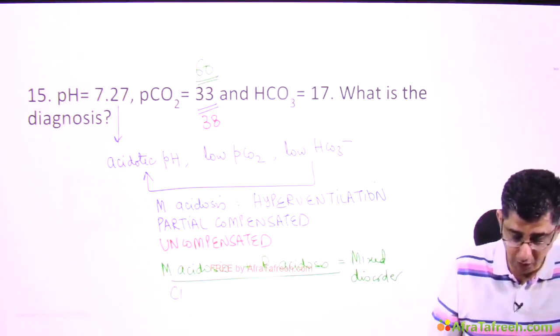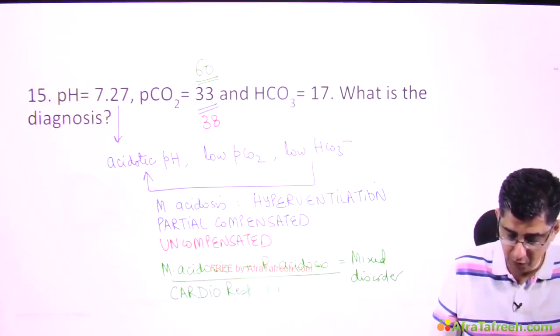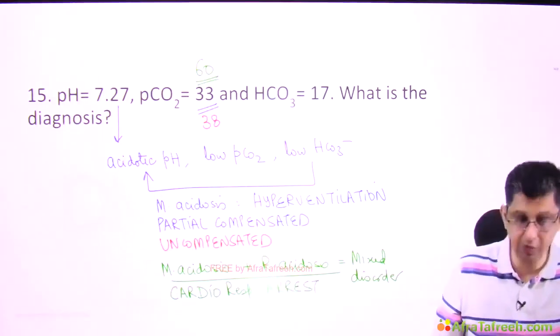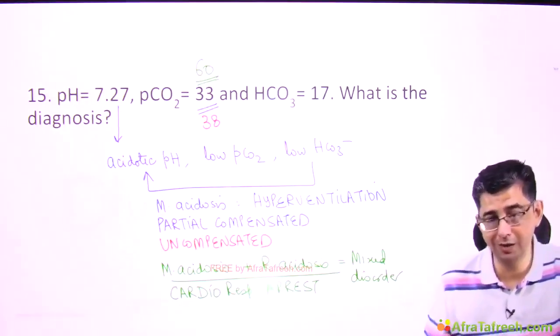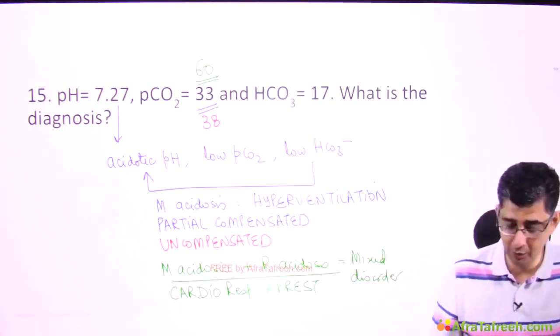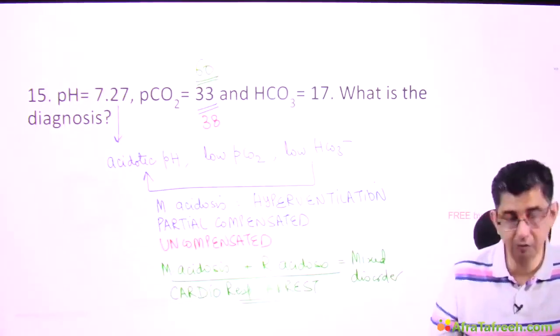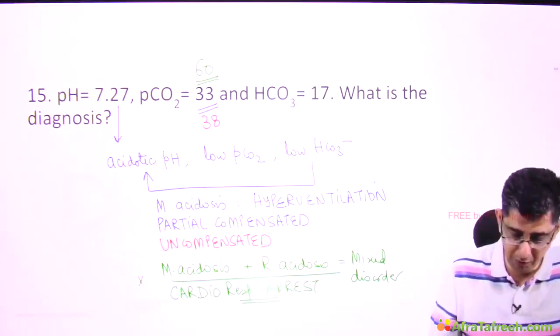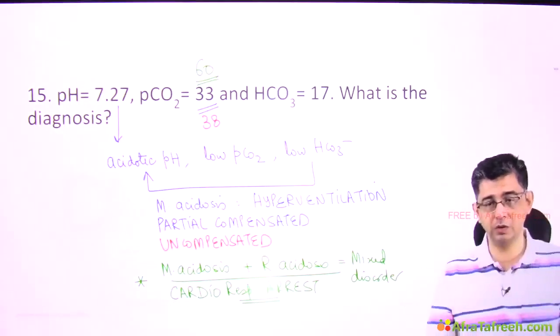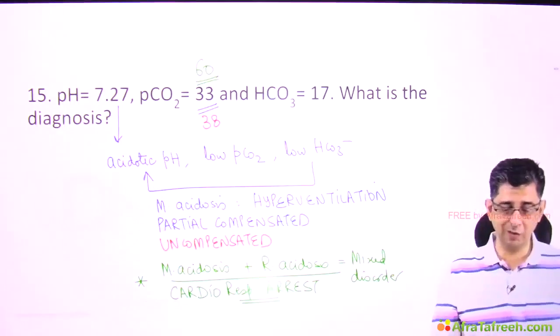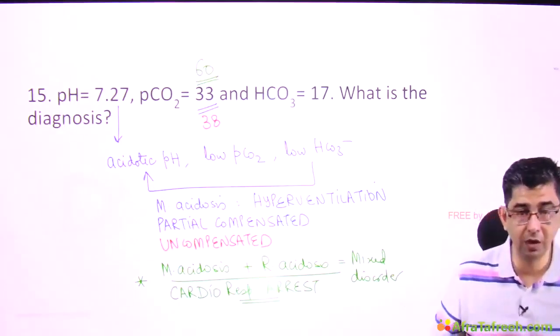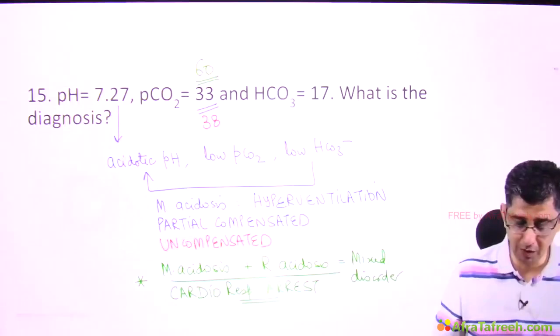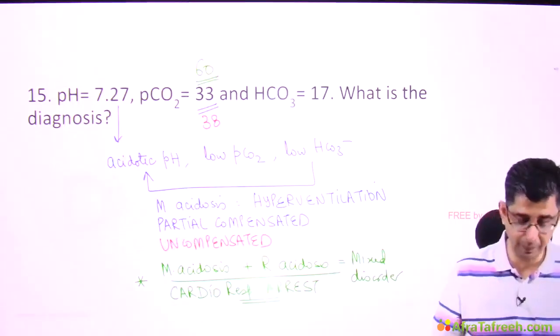If you're wondering how this is possible, it is possible in cardiorespiratory arrest. Cardiac arrest will cause circulatory failure, that will cause metabolic acidosis. And in respiratory arrest, there will be buildup of carbon dioxide and respiratory acidosis. So do remember this fact, metabolic and respiratory acidosis together would be cardiorespiratory arrest developing in a patient. The answer to this question is partially compensated metabolic acidosis.